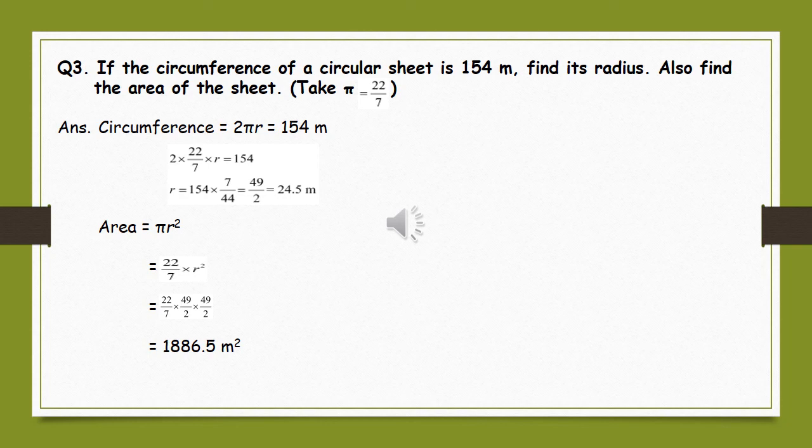So as we already found the value of radius in the first part of the sum, we can easily find out area by the formula pi r square, that is 22 by 7 into 24.5 into 24.5, or we can use the fractional value to ease out our calculation, 49 by 2 into 49 by 2 into 22 by 7. So if you reduce, we are getting 1886.5 meter square.